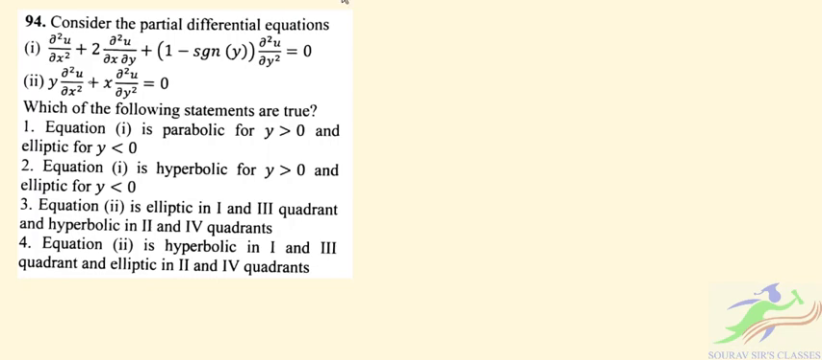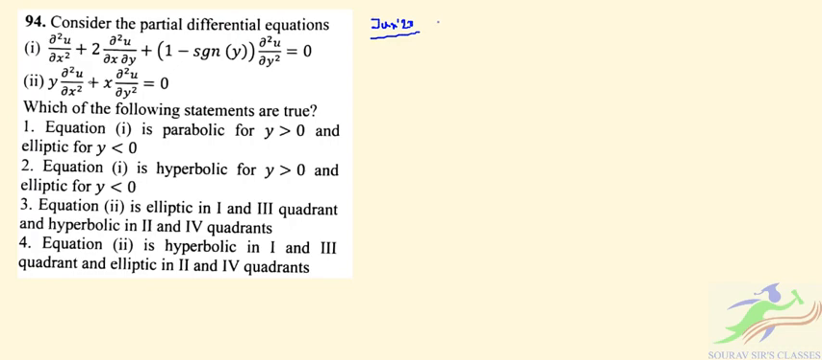Question number 94 from June 2020. Consider the partial differential equation. So two equations are given, 1 and 2. We have to find which of the following statements are true. There are four options given: 1, 2, 3 and 4.